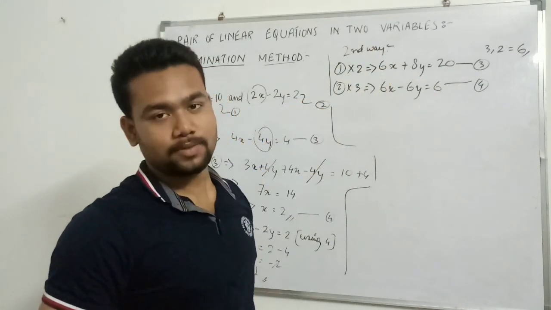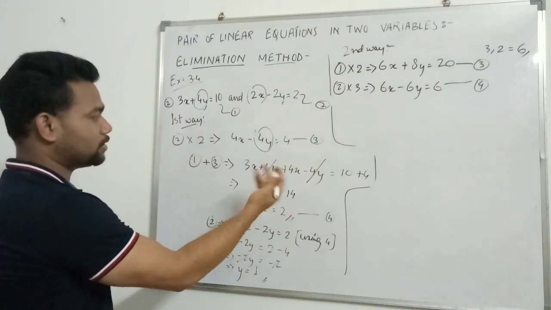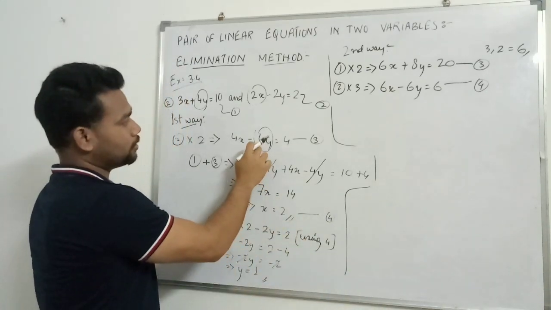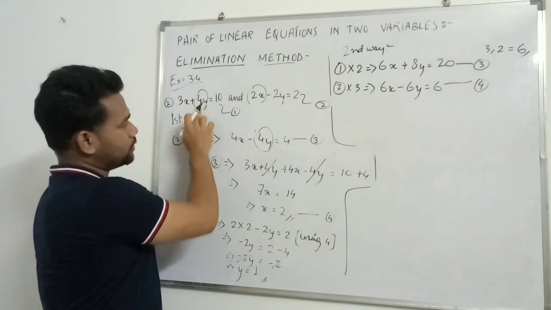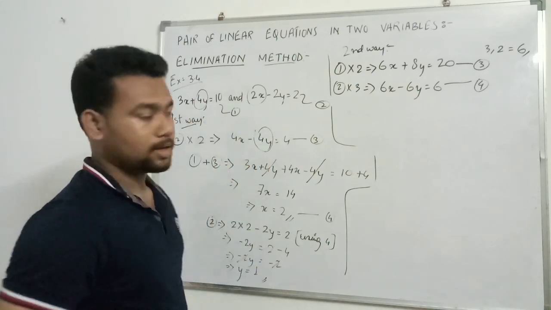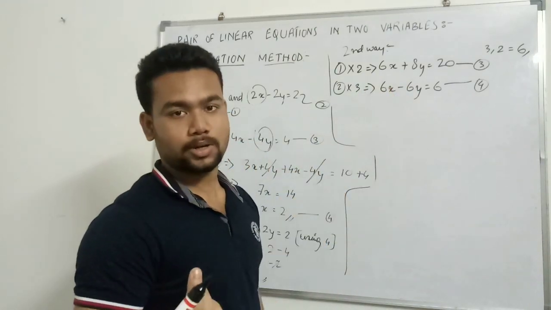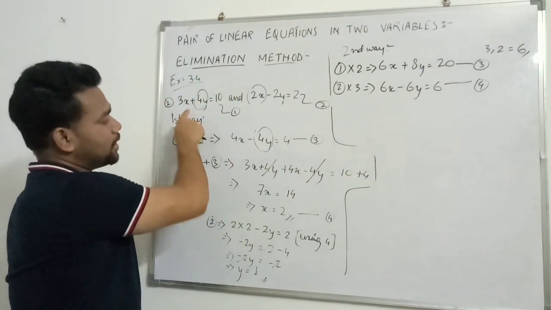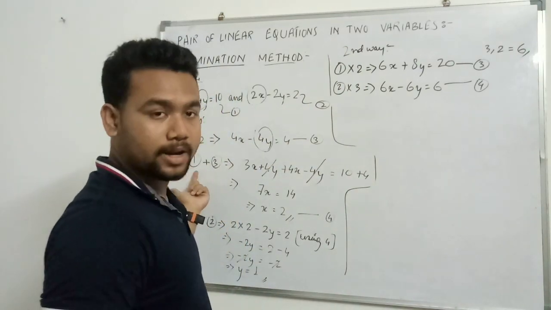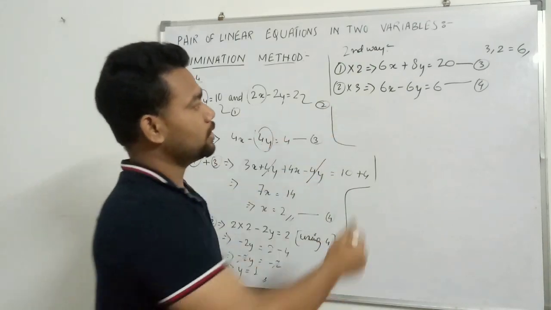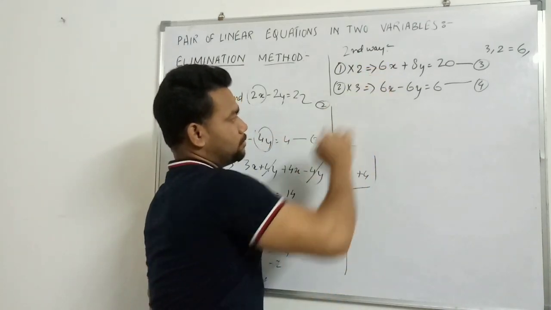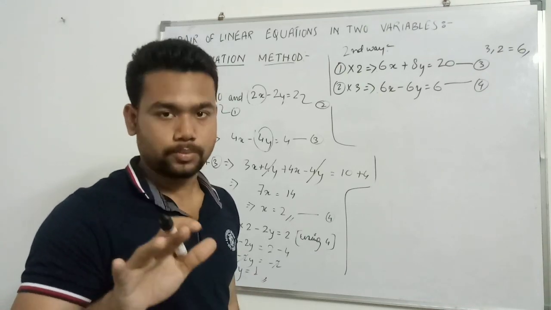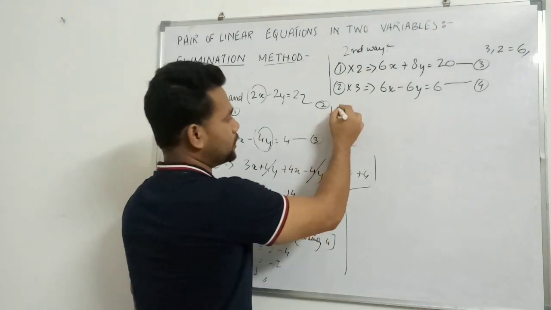6x, the value of x in both has become equal. In the first method I made the values of y equal, right? See, 4y and this 4y became equal. Now I have made x equal, and we will cancel x. In the first equation it was minus 4y and plus 4y, so we added. But in this case, both have the same sign, so we just can't add up. We have to subtract, so that they cancel each other.